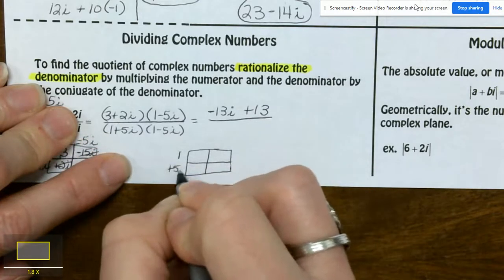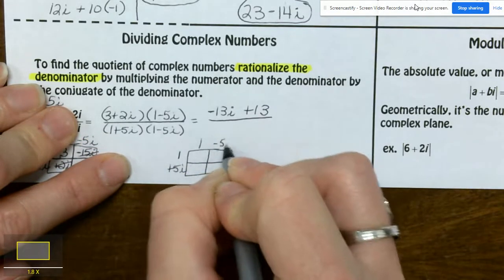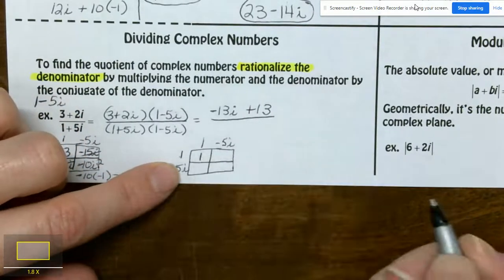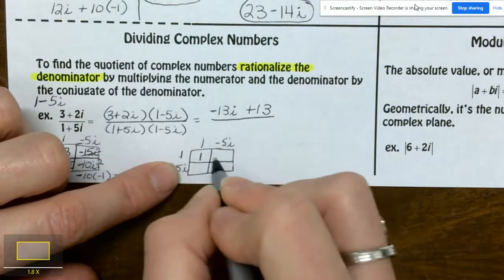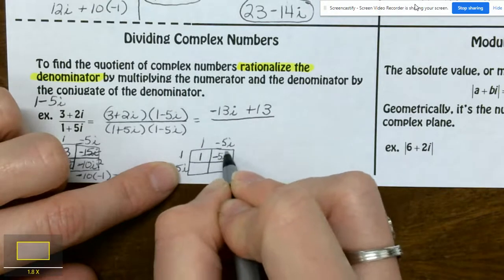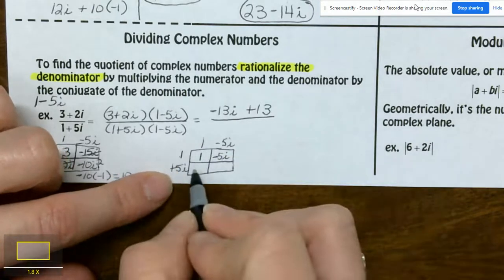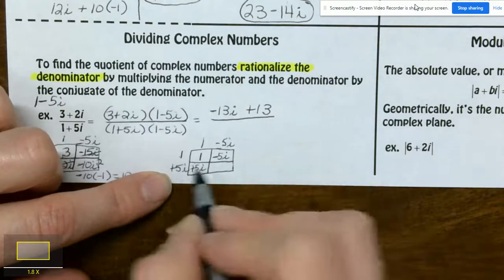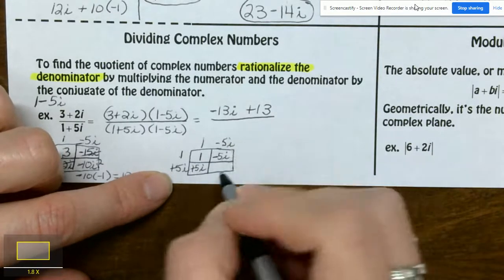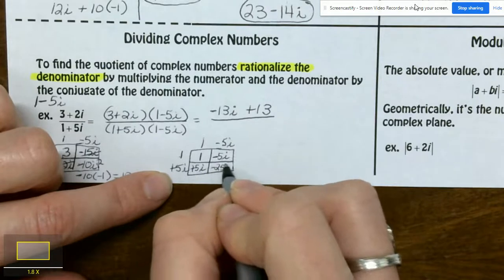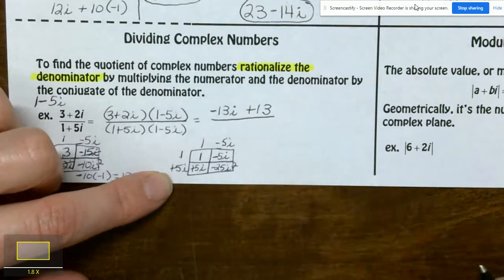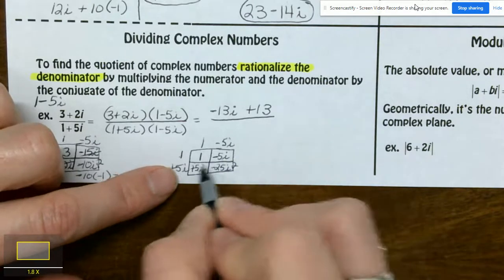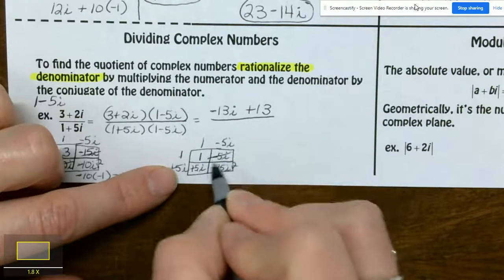1 plus 5i and 1 minus 5i. 1 times 1 is 1. 1 times negative 5i is negative 5i. 5i times 1 is a positive 5i. And 5i times negative 5i would be a negative 25i squared. Plus 5i minus 5i, that's 0. They cancel out. They're gone.